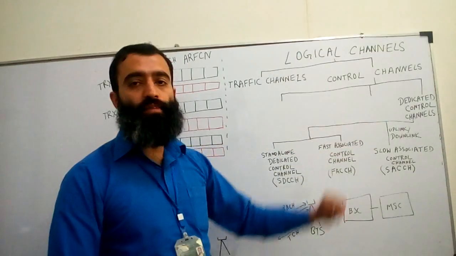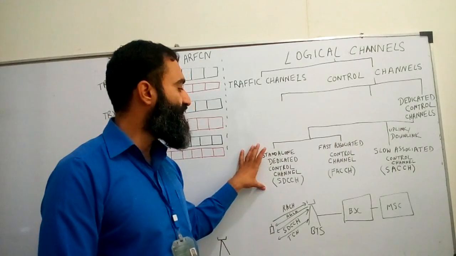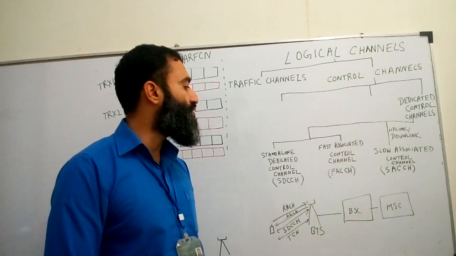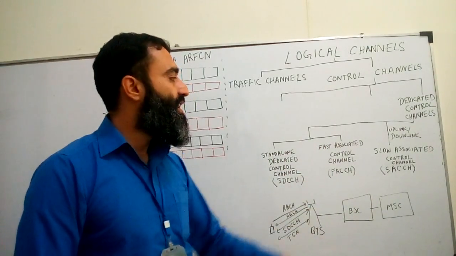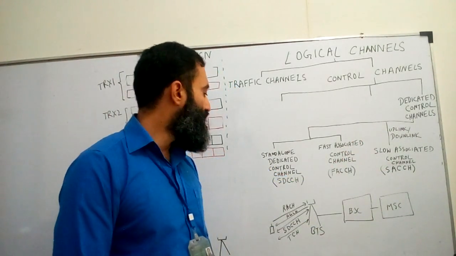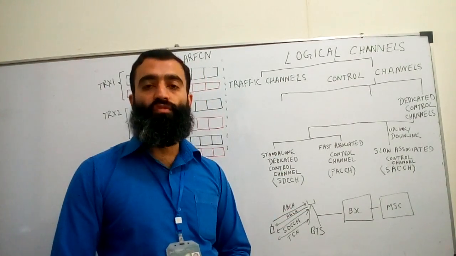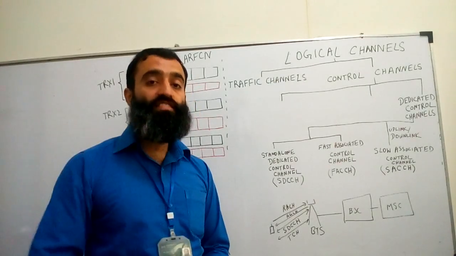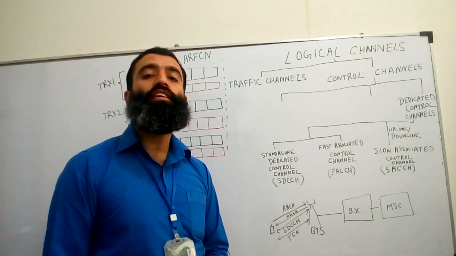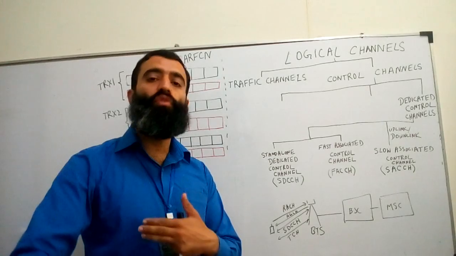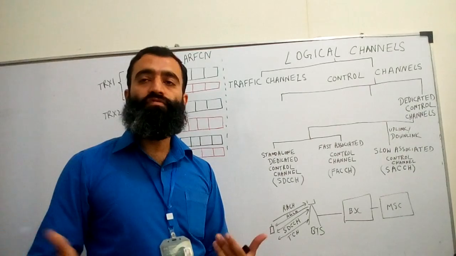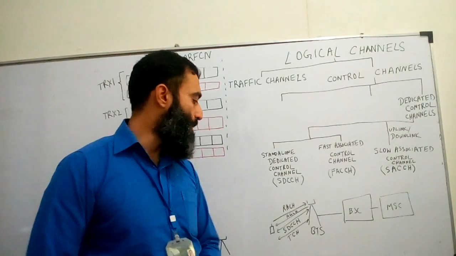And now there are three types of dedicated control channels. One is the standalone dedicated control channel, the other is the fast associated control channel or FACCH, and the third one is the slow associated control channel. Now, what is the function of the standalone dedicated control channel? Normally the standalone dedicated channel is assigned just before the assignment of the TCH, which is used for the transfer of voice or data.